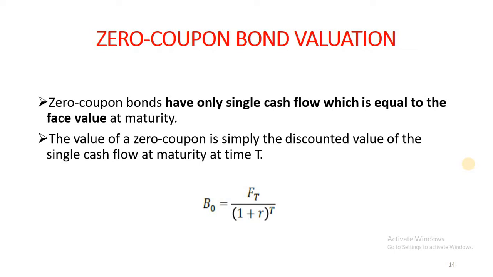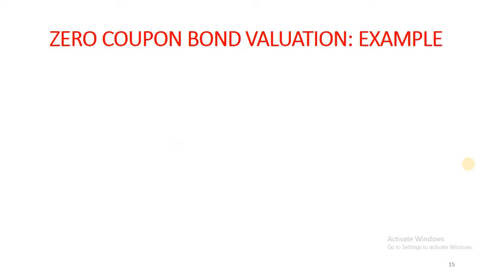The formula to find out the value of a zero coupon bond is equal to face value, which is denoted by FT, divided by (1 plus R) to the power T. R denotes required rate of return. T denotes times to maturity, or number of periods to maturity.